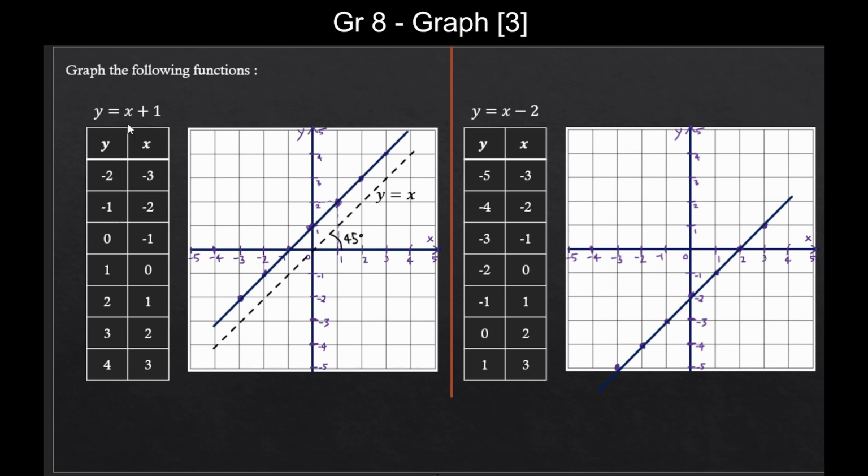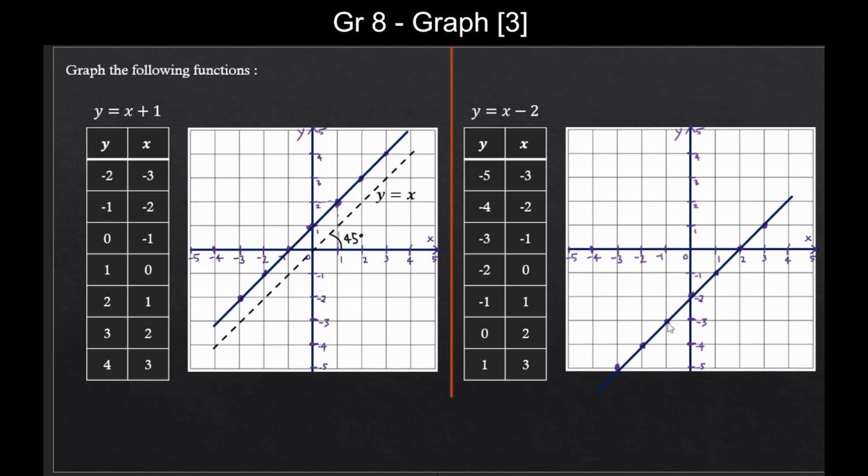But y equals x plus 1 seems to have moved 1 unit up from there. We can see that happening to all the dots we drew. Do you see it? So this dot got moved 1 unit up, this one as well, and this one as well, like this. And here we have x minus 2, so it makes sense that the line went 2 units down in this case, because it's x minus 2.